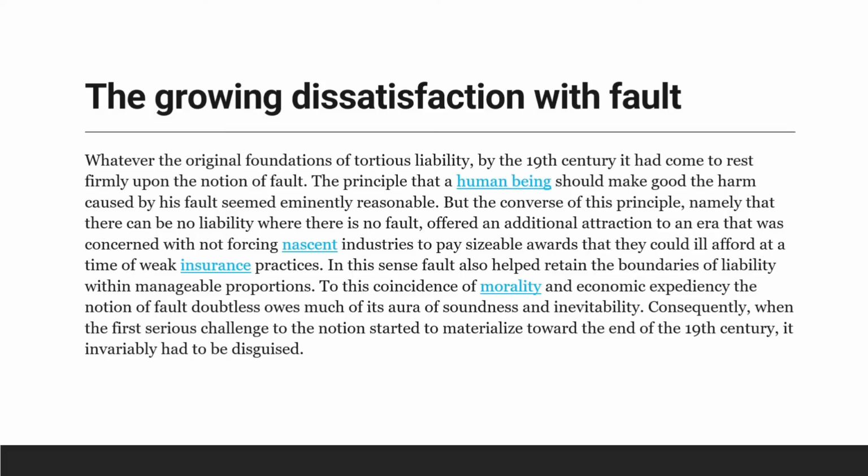To this coincidence of morality and economic expediency, the notion of fault doubtless owes much of its aura of soundness and inevitability. Consequently, when the first serious challenge to the notion started to materialize toward the end of the 19th century, it invariably had to be discredited.